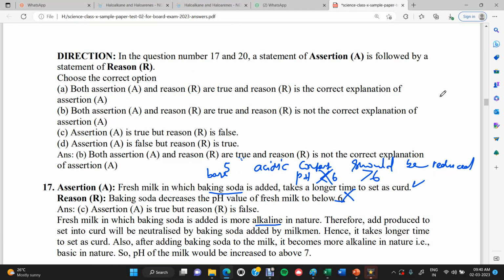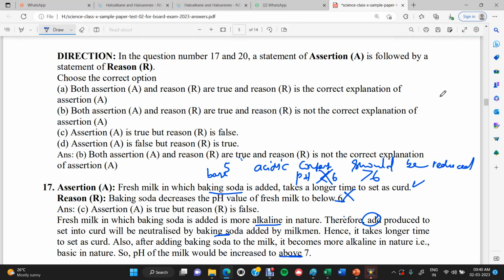Therefore, the acid produced to set the milk into curd will be neutralized by the baking soda added by the milkman. Hence, it takes a longer time to set. After the baking soda, it will become more alkaline in nature and the pH will increase above 7. Right? The pH will increase above 7. Right?